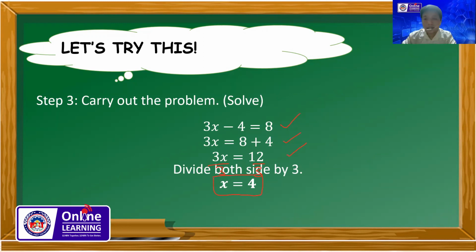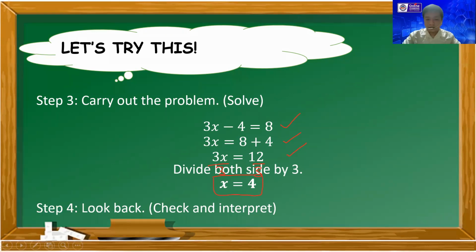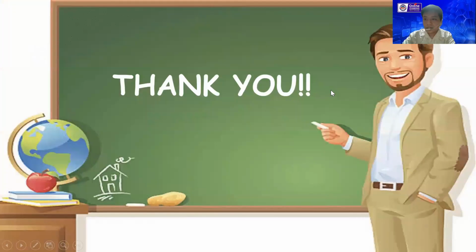Then again, after you got the final answer, you will proceed to step number 4 and just simply check if your translated verbal phrase or sentence is correct. And then after that, you will check also step number 3 if your solution is correct for us to have a correct final answer. Okay, so that is the problem solving process based on George Polya. Now, I think that is the last part of our discussion.